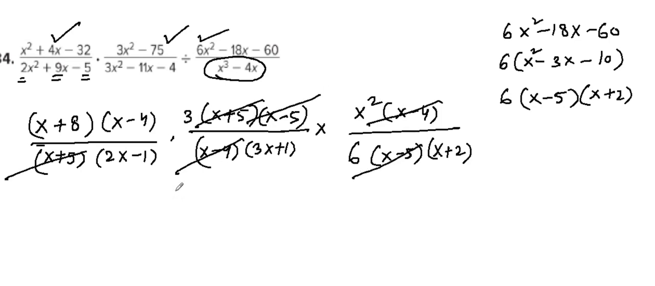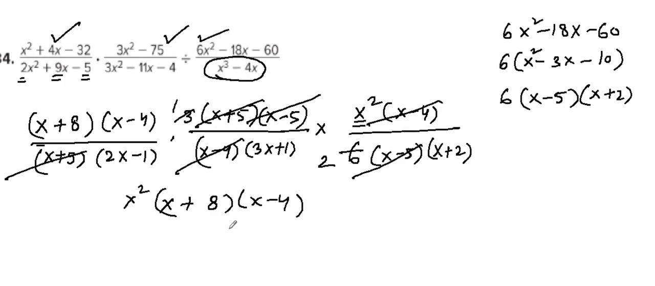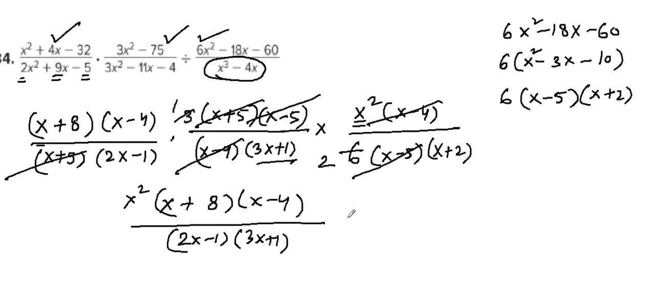Anything else? 3x plus 1, what is left? Up, 3 ones are 3, 3 twos are 6. What is left up is x plus 8, x minus 4, and this x square is left. Divided by 2x minus 1 is left, 3x plus 1 is left, x plus 2 is left, and this 2 is left. So this is your answer. If you want, you can multiply the brackets and check, but no need to multiply because it will be time consuming.